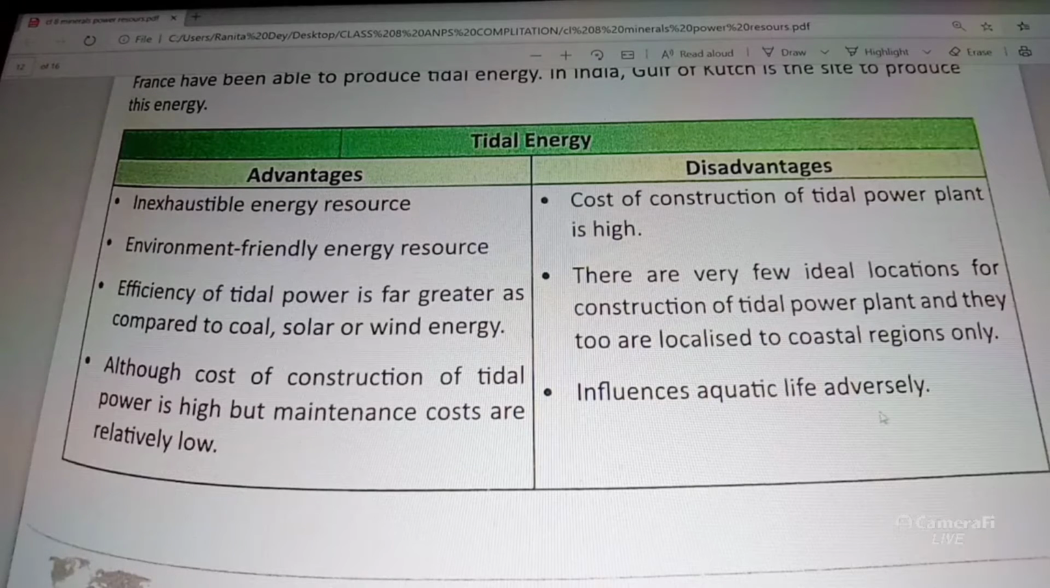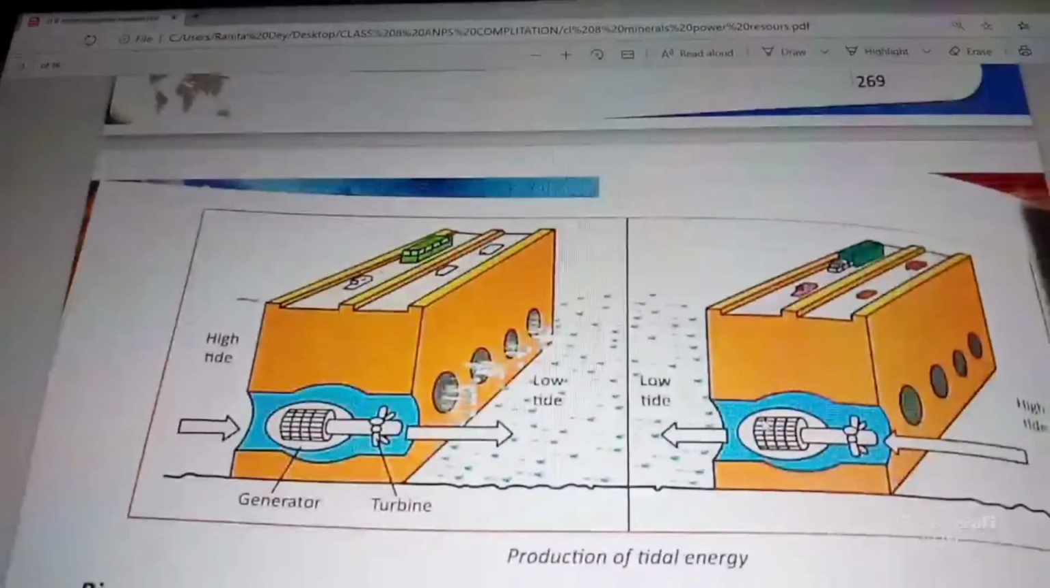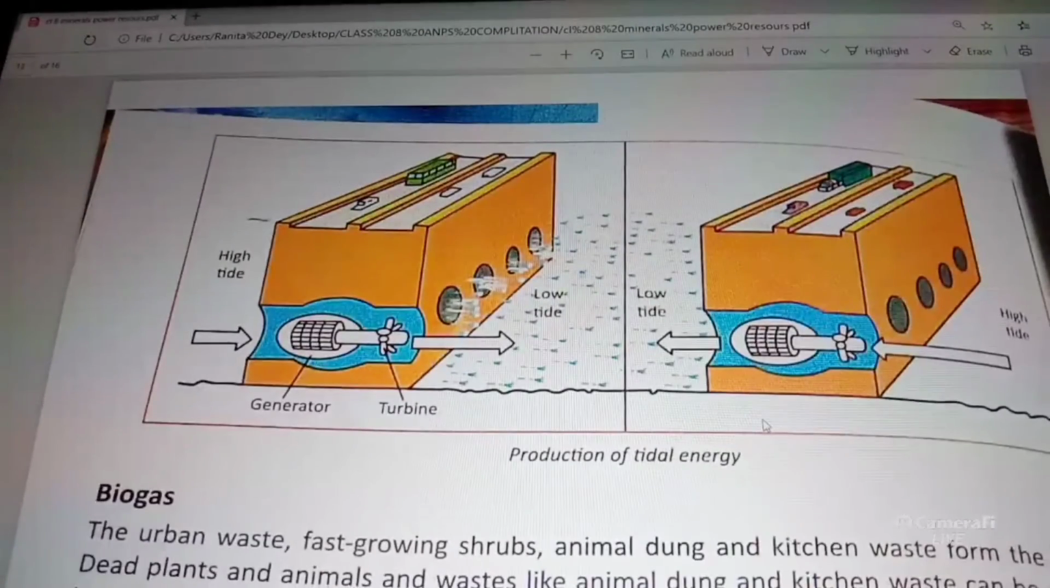Influence aquatic life adversely. Yes, whenever we think about building a power plant, like tidal energy, the marine life, fauna and flora, are equally affected by that, because at that time they create a huge amount of hot steam, and it dissolves into the normal ocean water and the marine life is quickly affected. Okay, you can see it from that particular part.